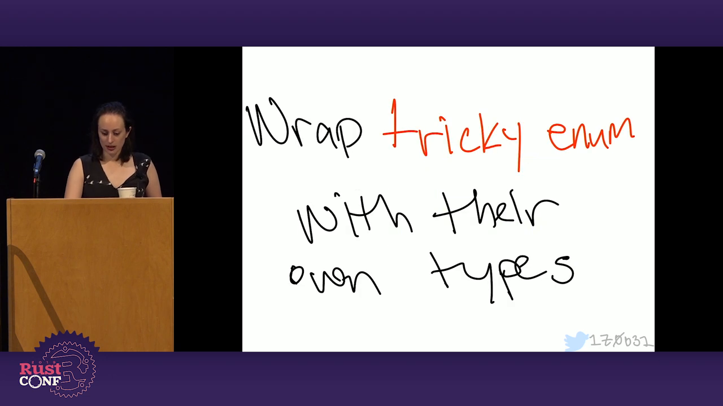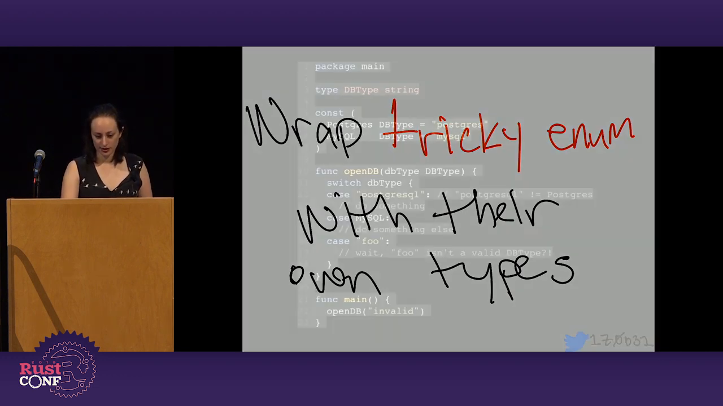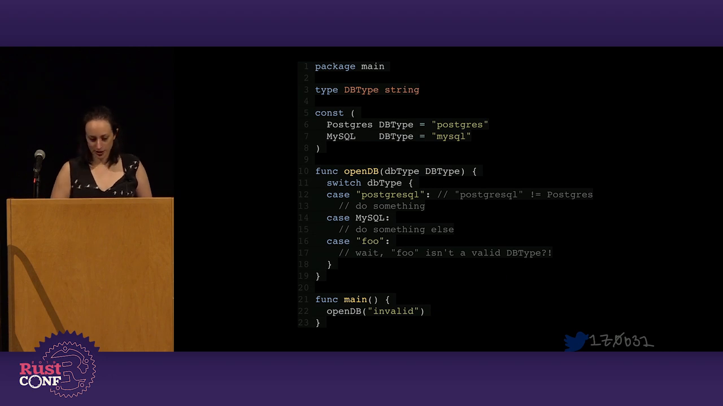So essentially, if you wrap tricky enum types with their own types, you can capture a lot of the use cases for reflection in the first place. An example, here's some Go. It's very messy Go, but basically you want to open a database connection. It varies depending on what database type you're using.